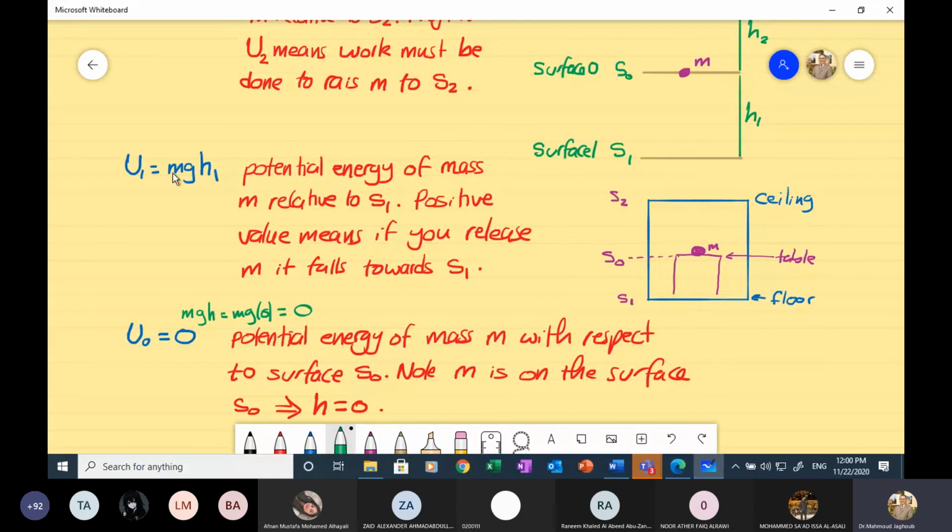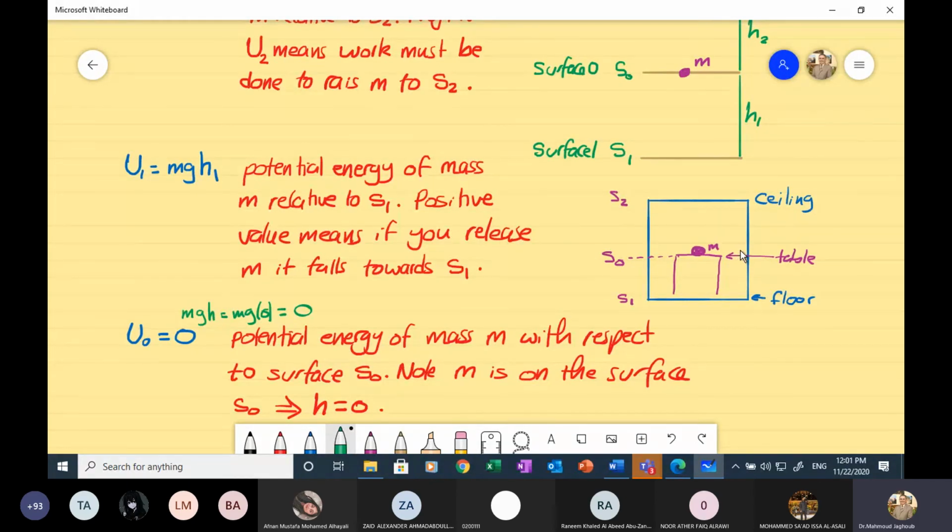It is going to be equal to the mass times the gravitational acceleration, which gives the weight, multiplied by the height of this mass above this surface. Now, M is above this surface. You can think of this as the x-axis, and H above the x-axis is positive, so it's mg times H1. So it possesses positive energy. What is the evidence for this? If you release an object here from rest of mass M, it falls down.